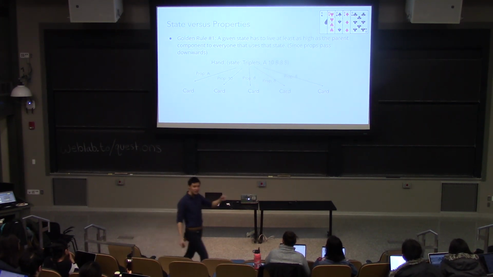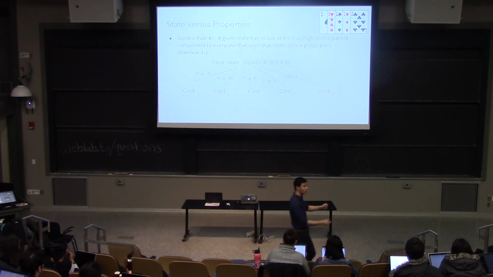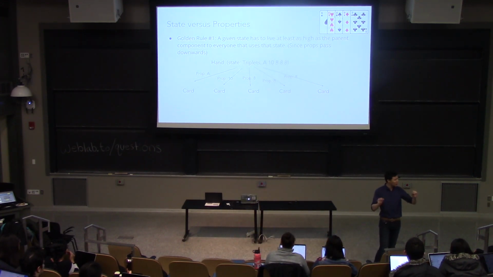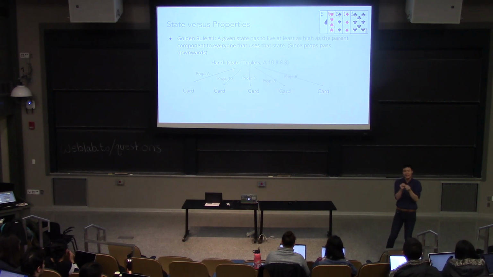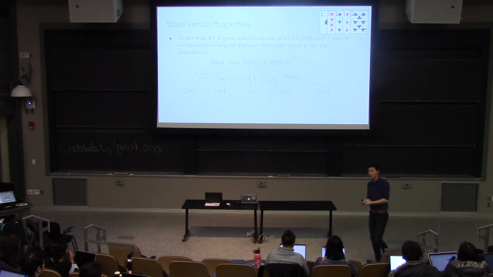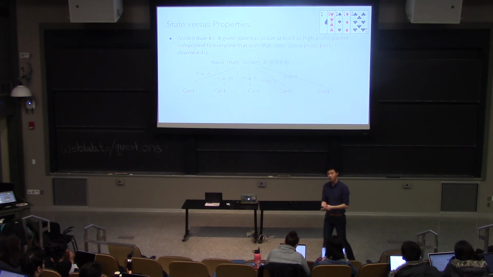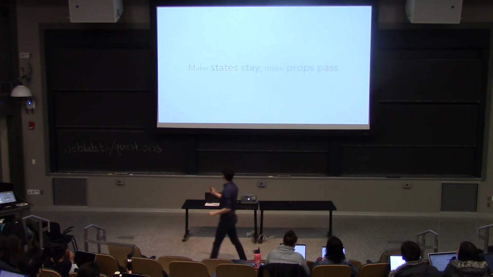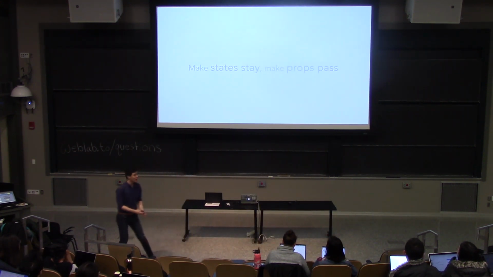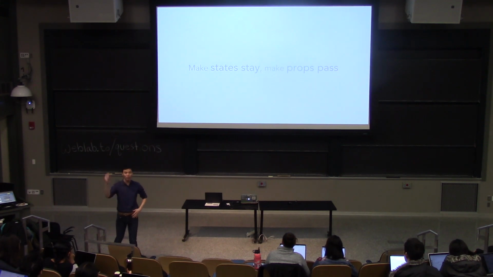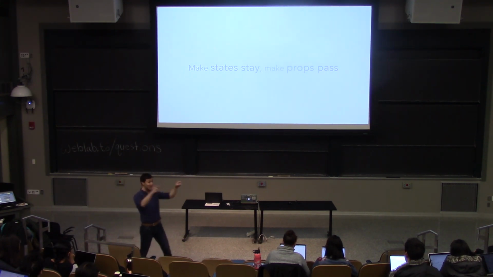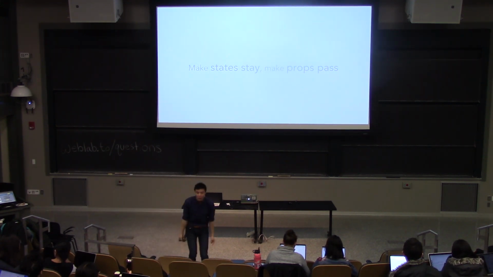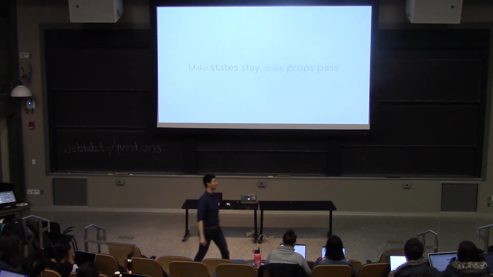Does everybody understand this? Is everybody following me? If you're not following me, please ask questions. This part is very confusing, and it's kind of the essence of React, where we put these states and properties to help us program, right? Cool. So, the rule here: make states stay, make props pass. Remember, states live inside the component, and props pass which way? Downwards. Downwards. Very good.